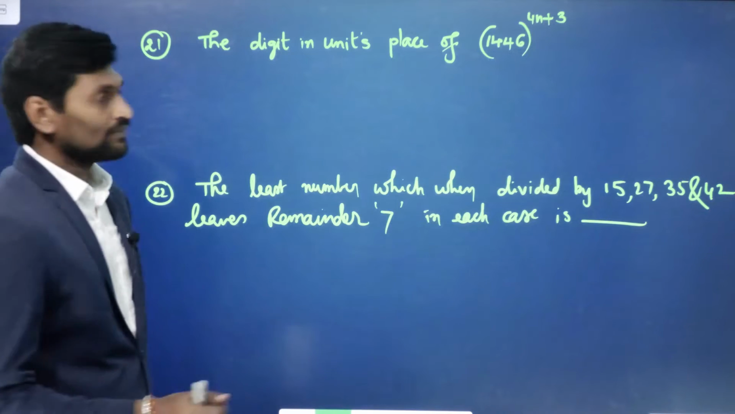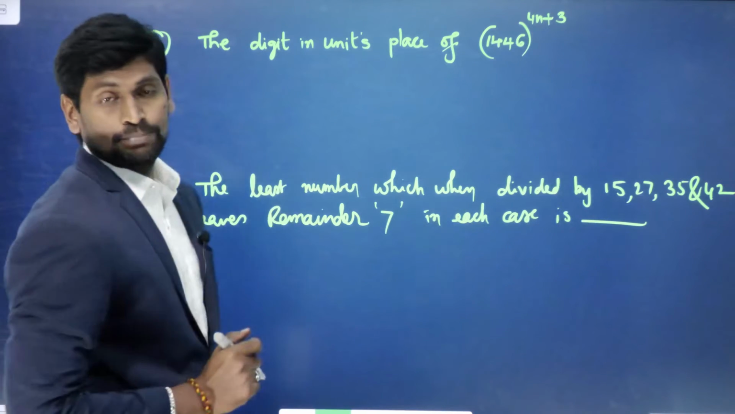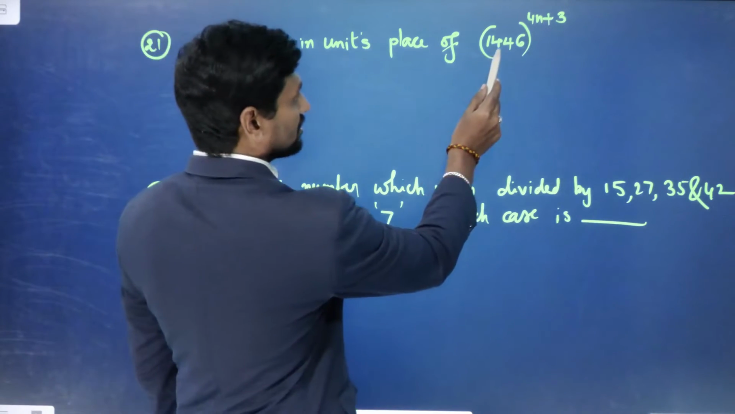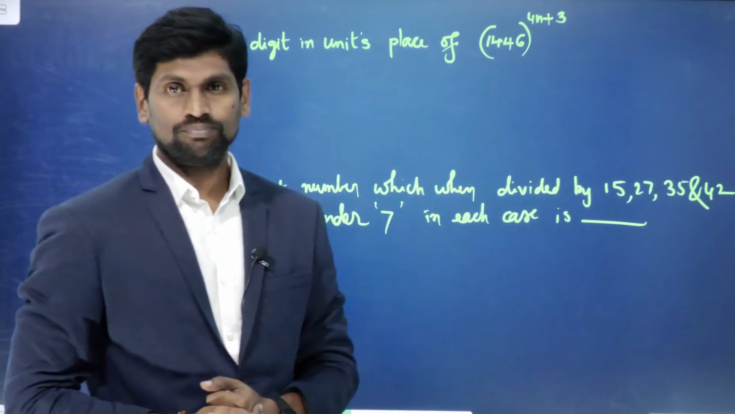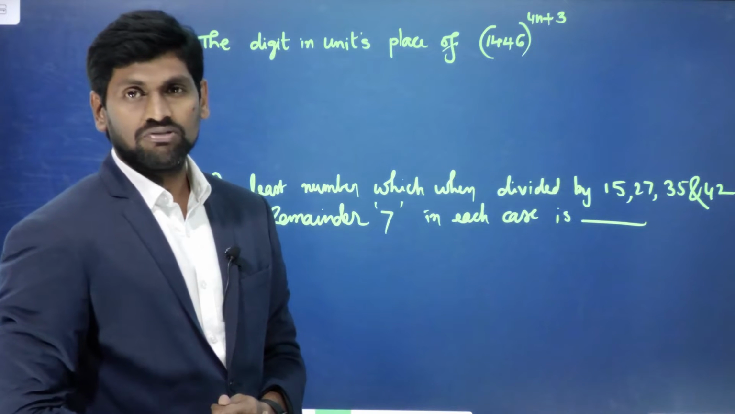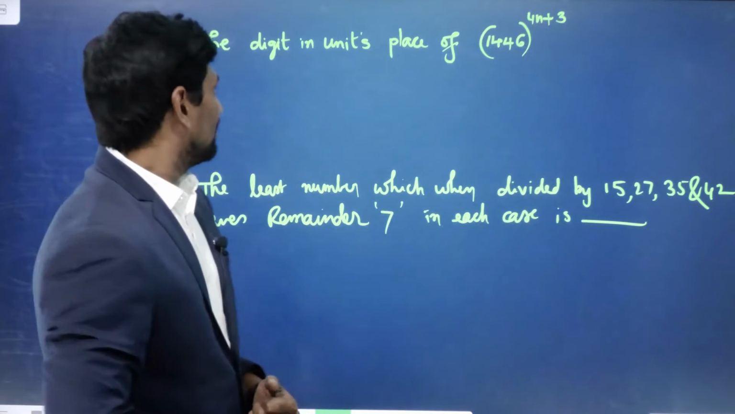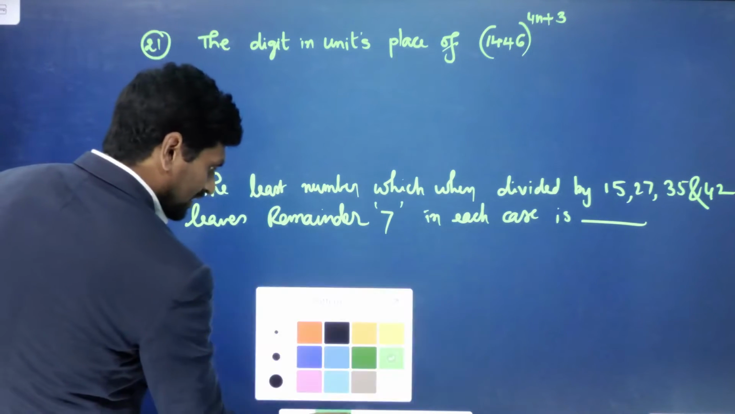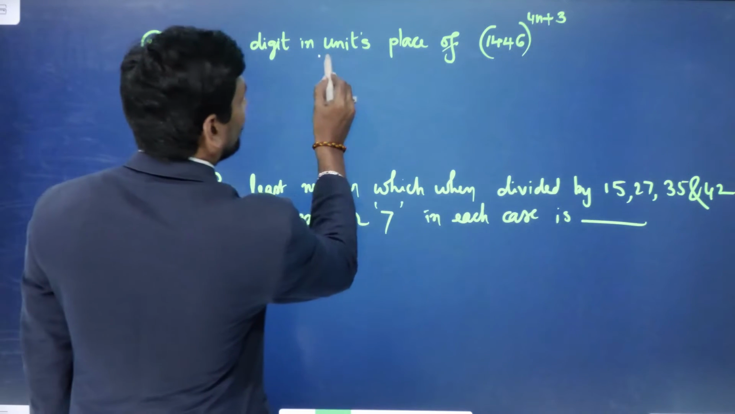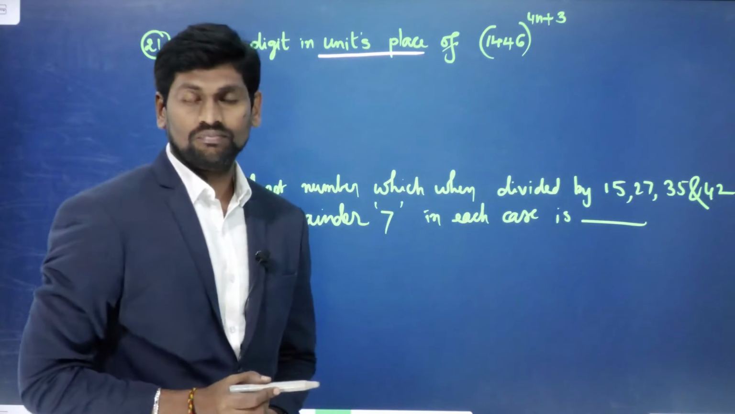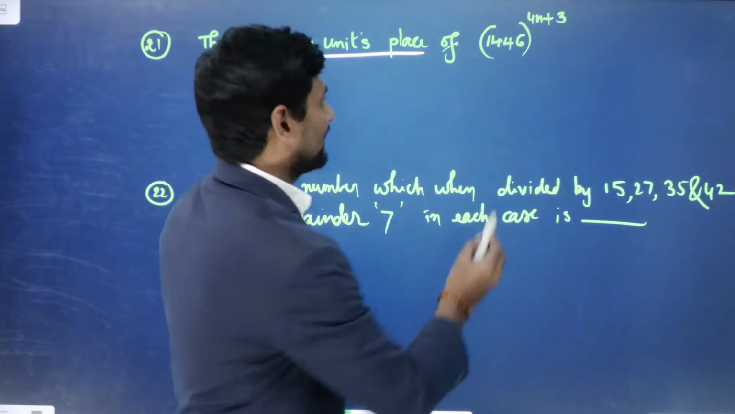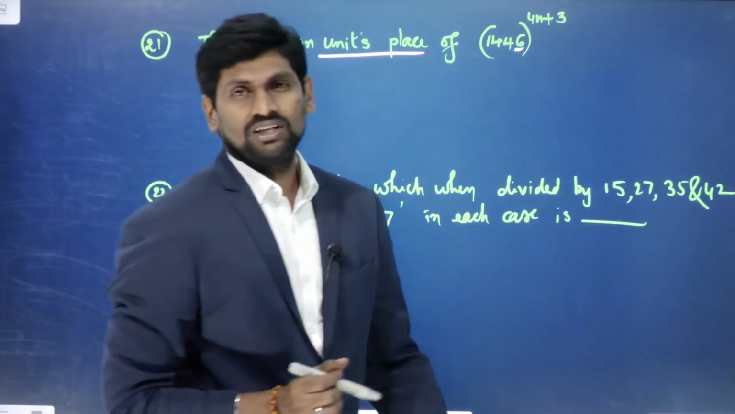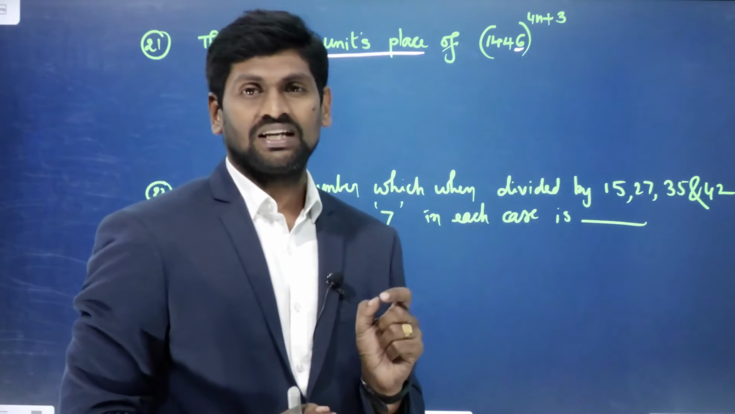The first one: the digit in units place of 1446 whole to the power of 4n plus 3. But you should identify here the units place digit. In the entire whole number, what is the units place digit here? 6. That means we can just check its power values.